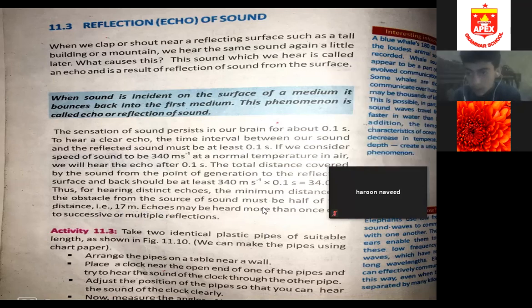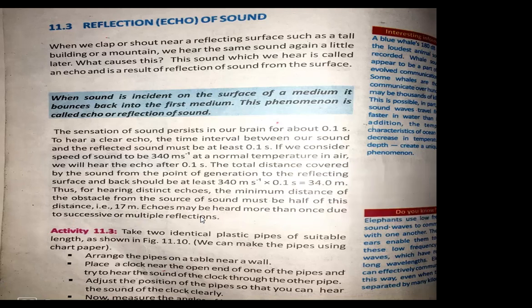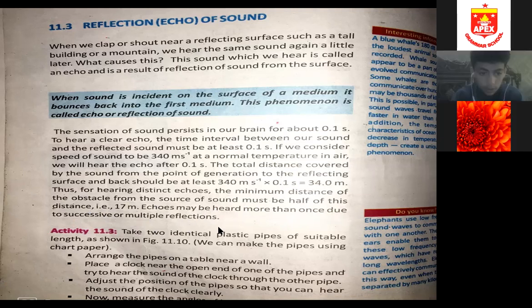So echoes may be heard more than once, successive or multiple. Sometimes we hear more echoes, not one echo; we hear the voice more times. This is because echoes may be heard more than once due to successive or multiple reflections. The sound reflects not only on the tall building, it reflects on other things too. That's why we hear multiple echoes.